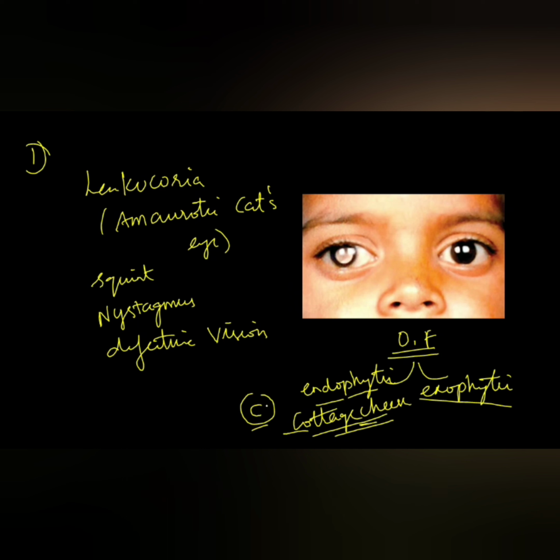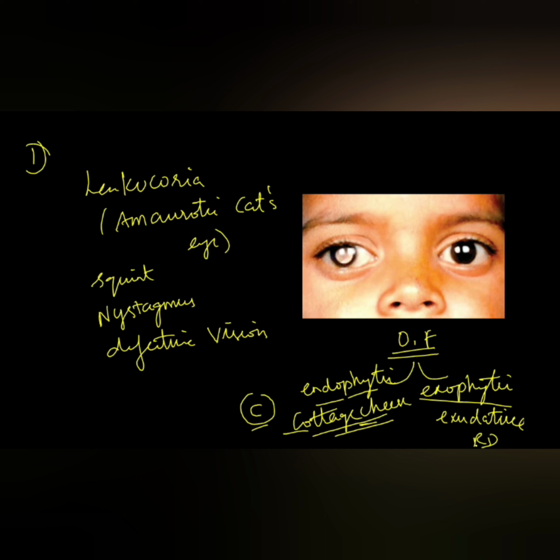Now coming on to the exophytic retinoblastoma, because it is separating the retina from the choroid, this gives the appearance of exudative retinal detachment.